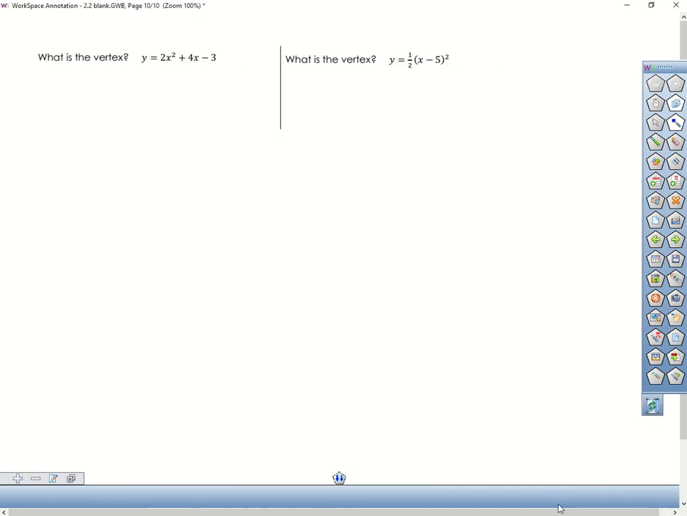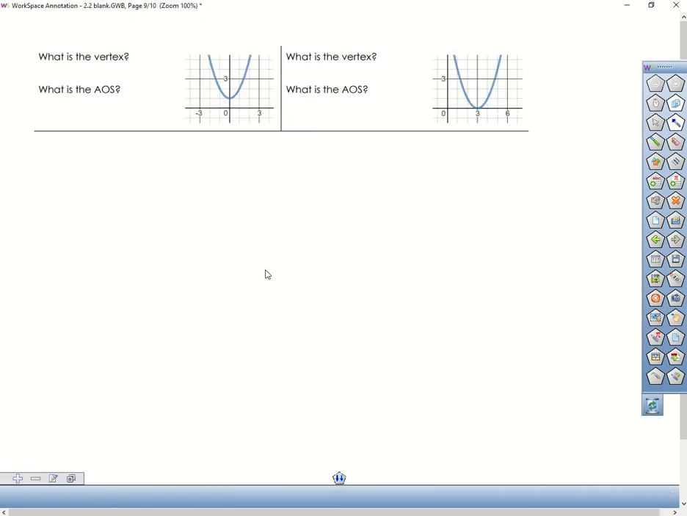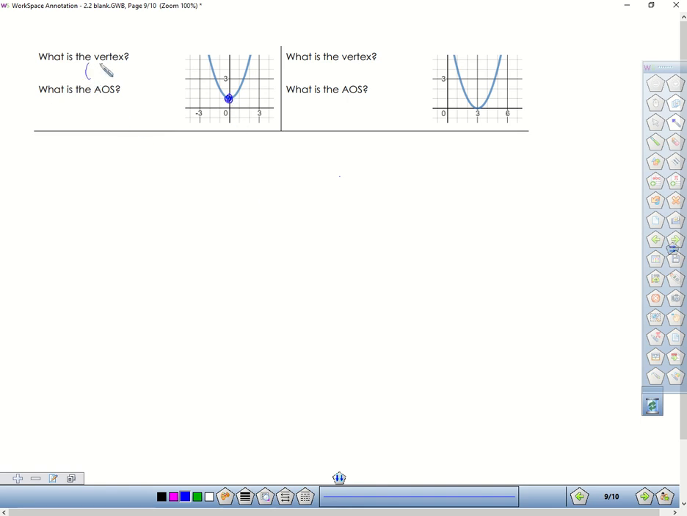And then the last few things I want to talk about are these two right here. Identifying the vertex by looking at a graph. So what would be the vertex of this graph right here? What's the coordinates? 0. Good. Yeah, you're right. 0, 1. Sorry. And then what would be the axis of symmetry here? X equals 0. Good. Axis of symmetry is always x equals your x coordinate of your vertex.